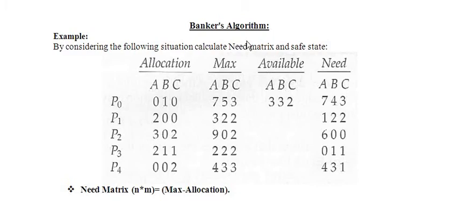That's how we calculate the need matrix. I hope you understood how to calculate it. The need matrix is max minus allocation. 7 minus 0 is 7, 5 minus 1 is 4, 3 minus 0 is 3. Like that we calculate it.